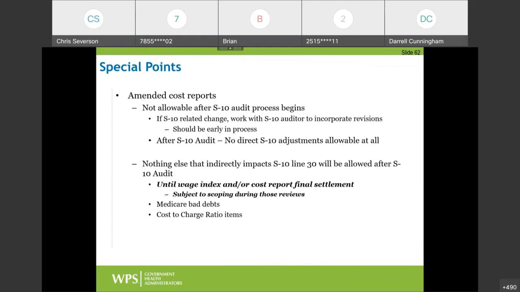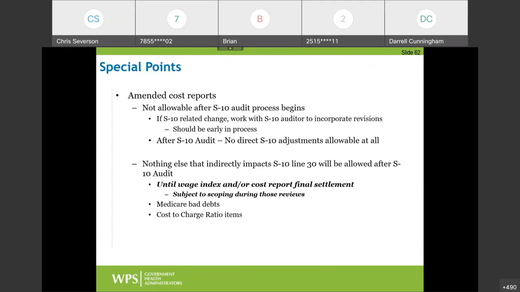The other thing, kind of a special point here, is the amended cost reports. This is something we've talked about in the past, that once the S-10 audit process begins, which we're going to peg as 3/1 of this year, we're not able to allow any sort of amended cost report coming in after that point. Now, there's only one exception that CMS has allowed.